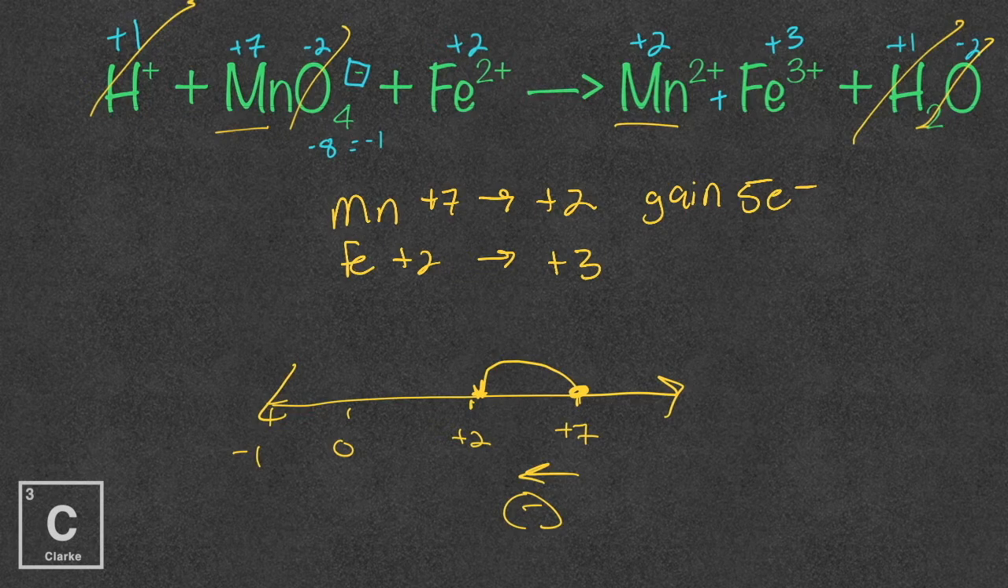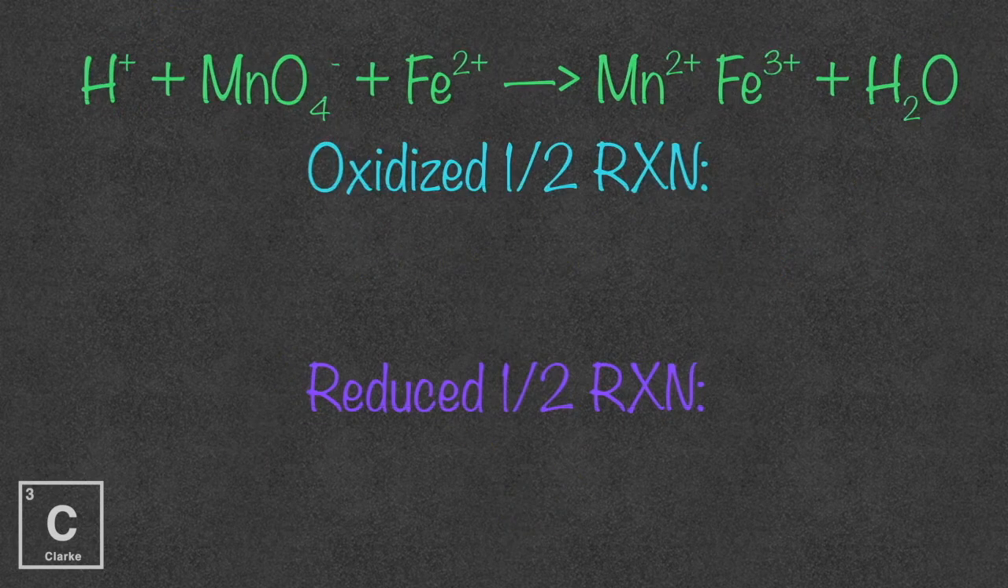And then if we're going from a +2 to a +3, we went in a positive direction. Positive direction means we're losing electrons, and we lost 1 electron. So manganese, since it's gaining, it's being reduced. Iron, since it's losing, it's being oxidized. So let's look at those half reactions. We just said that iron was being oxidized.